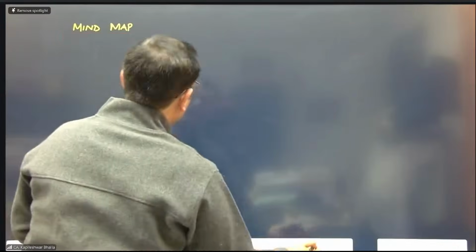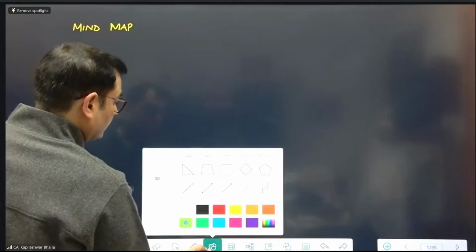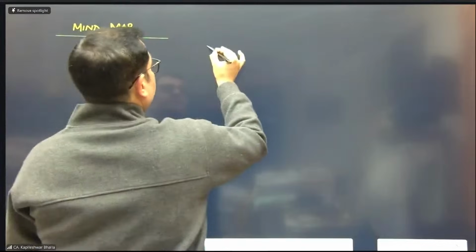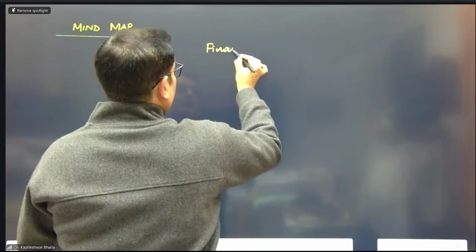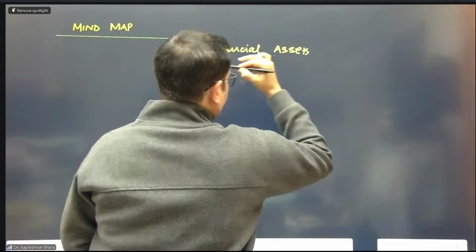The logics are already there with you. I've already covered a total of three charts with you. I'm just going to pen down the thoughts, and make a quick mind map of the learnings from the previous part. So as I said, the focus is on financial assets measurement. We are focusing on the accounting of financial assets.